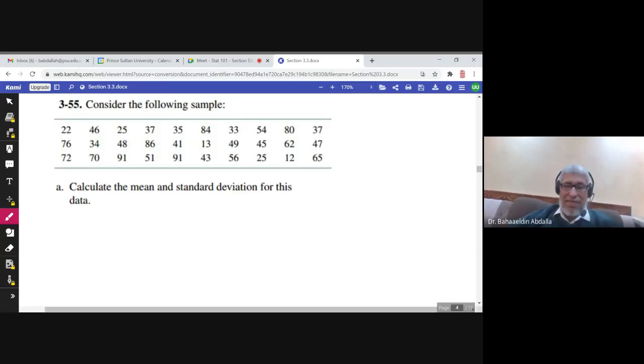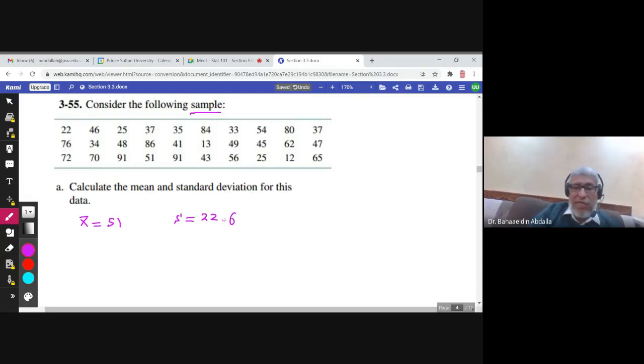He said that this is a sample, so we will use the sample notation. So X bar is 51, and S is the standard deviation. You go to shift 1, then variance, then number 4, SX, it would be 22.6. So 22.6 is the standard deviation of this sample, and 51 is the mean.